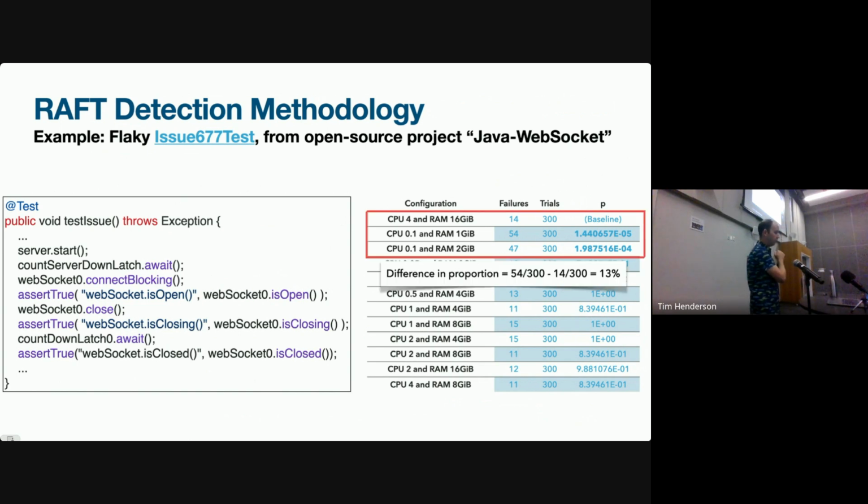In this case, we can see that this test is detected as RAFT in some of these very extreme configurations where the test is allocated just 1/10 of a CPU. Then we also want to express the severity of this impact, and we calculate the difference in proportion of the failure rates. That's comparing from the maximum of 54 out of 300 to this baseline of 14 out of 300. We see an absolute increase of just 13%.